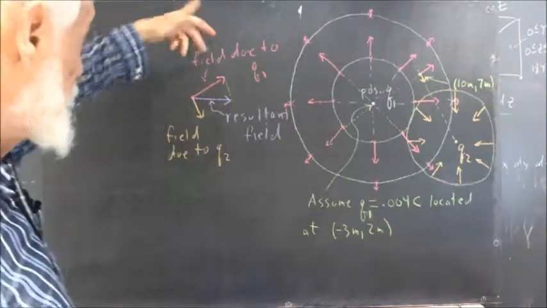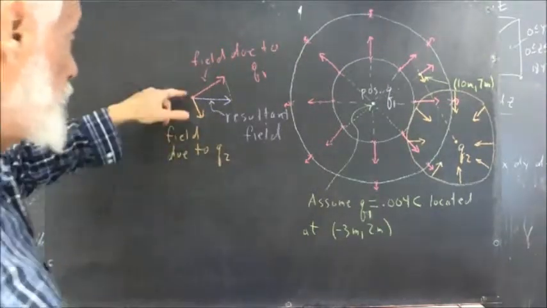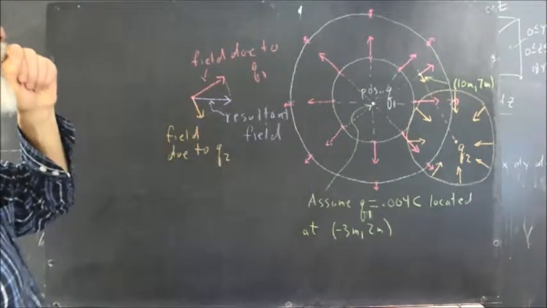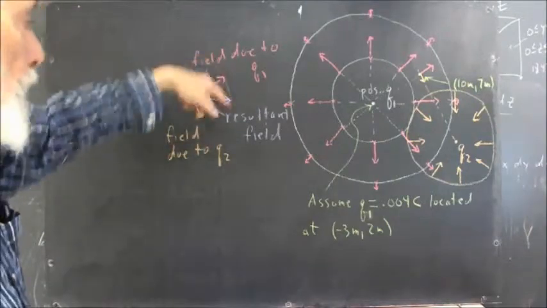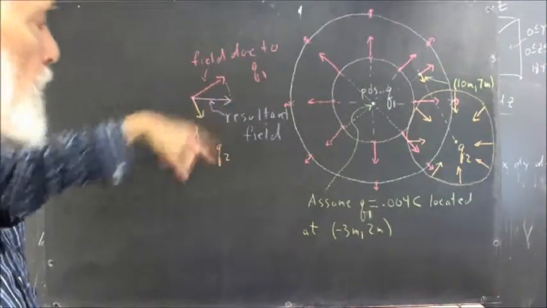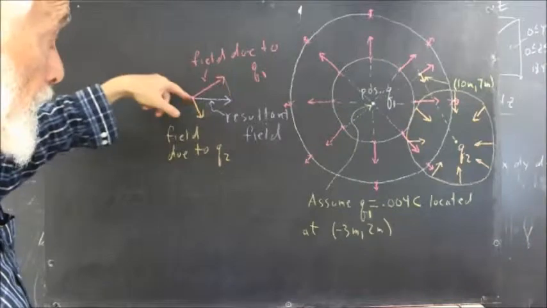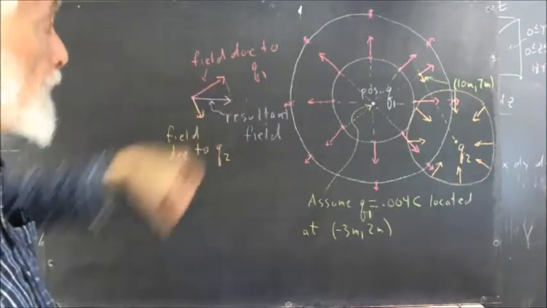Okay, hopefully you've done that. Here's the field due to Q1. Here's the field due to Q2. The resultant field we can just sketch either by drawing the vectors head to tail or by drawing a parallelogram, but here's the resultant field.